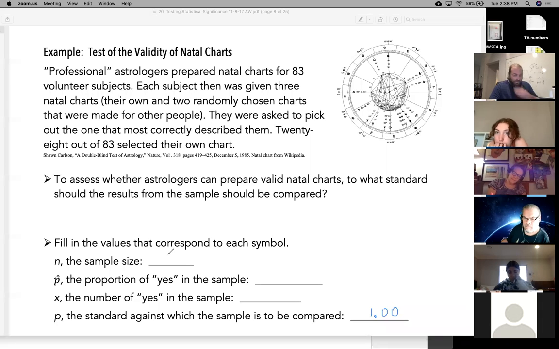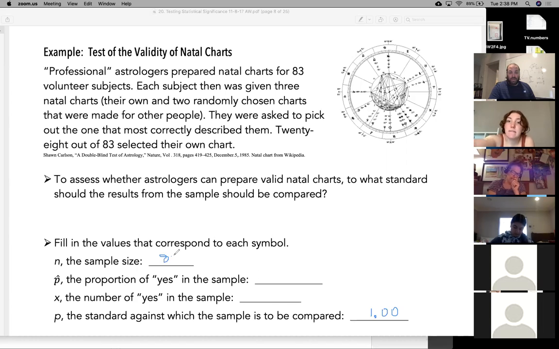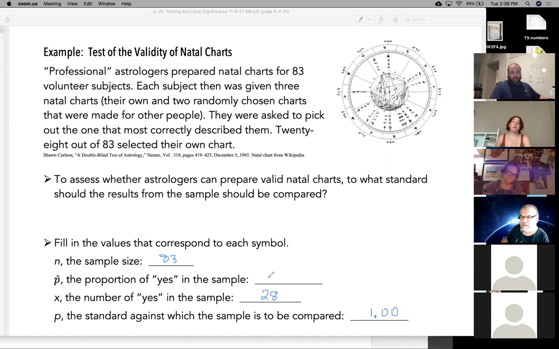What is our sample size? 83. How many in the sample were yeses or successes? 28. And as such, what is the proportion of yeses in our sample? Isn't that 28 over 83? Right, which is approximately 33.7%, or 0.34. So we got a value of 34% when we are expecting 100%.